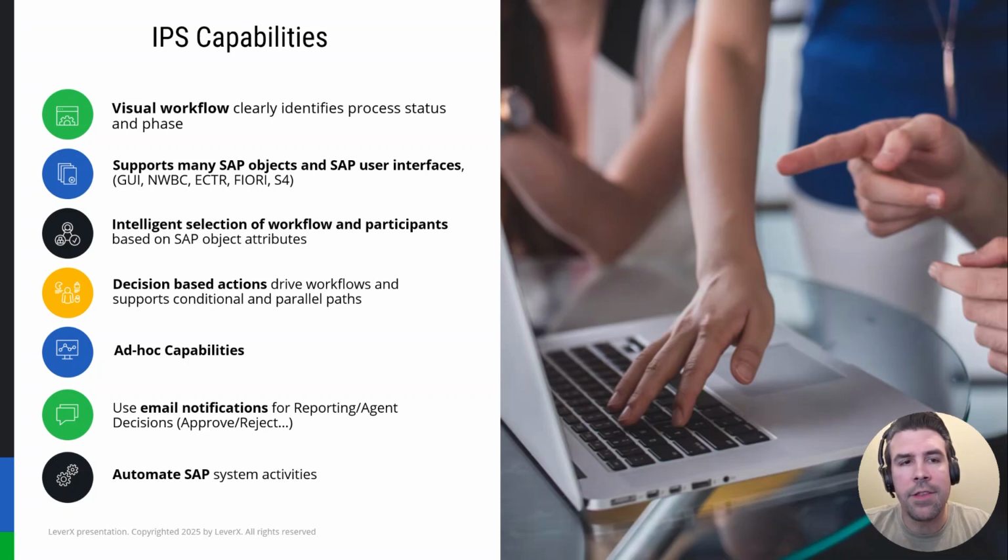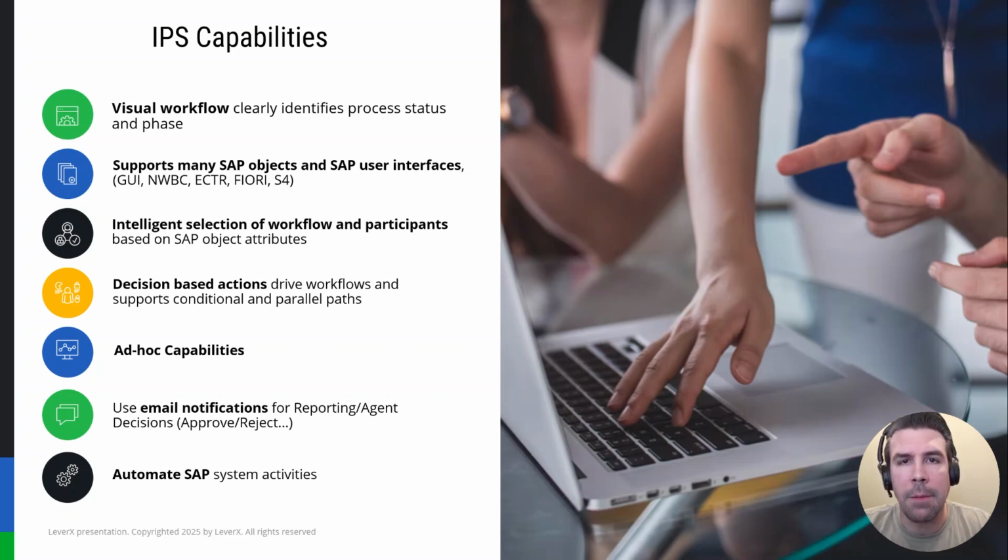We also have intelligent selection of workflow participants using different attributes. Most customers want some kind of intelligent way to grab users for workflow based on some kind of attributes, and IPS can do that. And so IPS is a decision-based action workflow, and it supports conditional and parallel paths. So it's decision-based, and we can jump around in the workflow based on the user's decision. So it's a really flexible workflow tool.